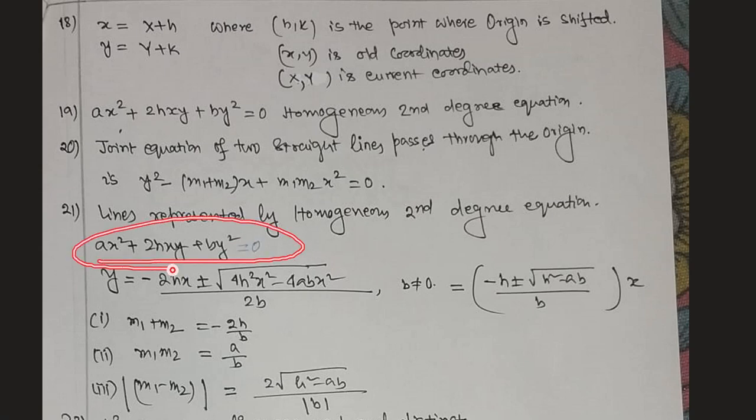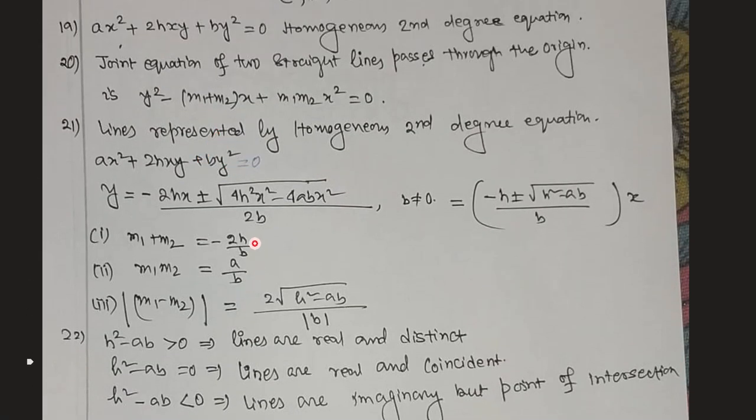From here we can consider this equation as a quadratic equation in y, and the other variable I consider as a constant. Therefore you get y in this way. After cancellation by 2 you get this quantity. So the discriminant D is equal to h square minus ab. Since it is a quadratic in y, it has two roots. One root they call m1, the other root they call m2.